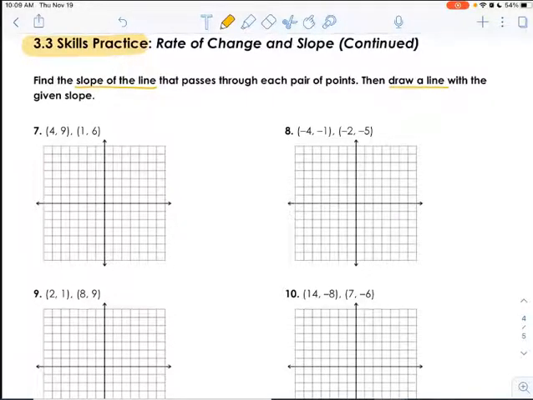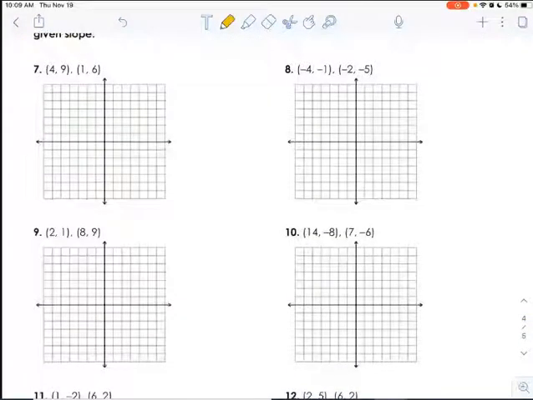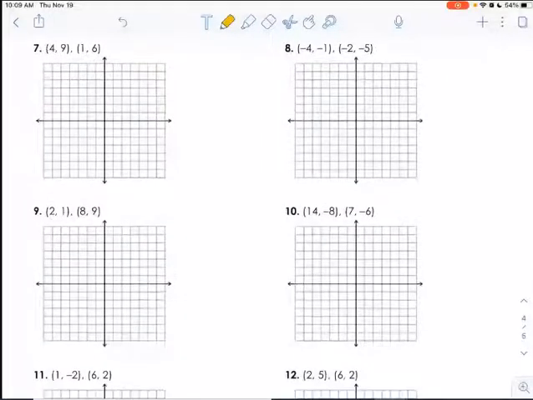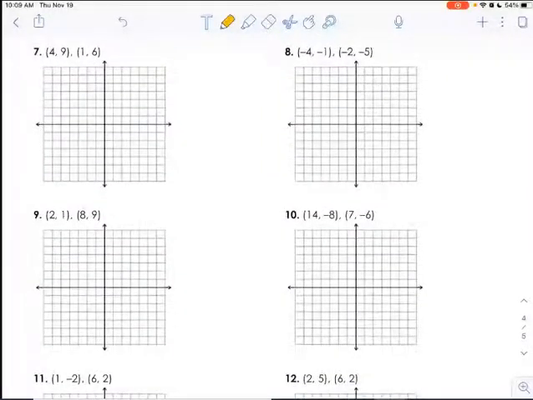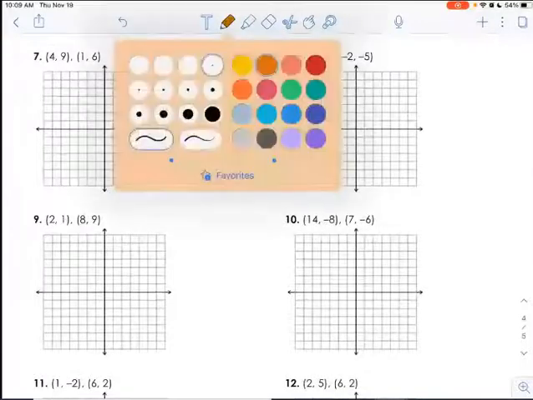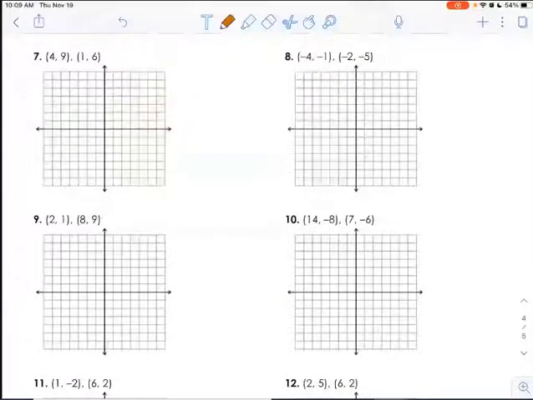So first we're going to take a look at number 7, and we're just going to be following the 3 steps that we just learned. So first I'm given 2 points. The first thing that I need to do is label these points. So if this is my first point, then this first x value, this is x1, and then this would be y1. This is my second point, so I'm going to label my coordinates x2 and y2.